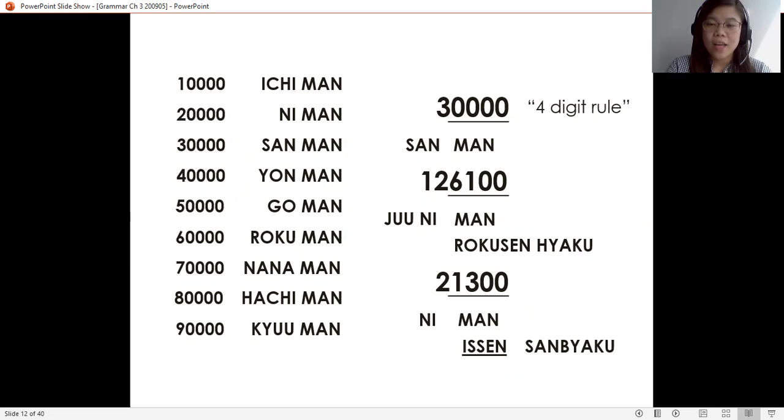Okay. Then last example we have is 21,300. So for this one, again, let's apply the 4-digit rule. Let's count 1, 2, 3, 4. So that's 0, 0, 3, 1. We're left with 2. 2 is ni. And then man. And then we're left with 1,300. So we'll read that as isen sanbyaku.